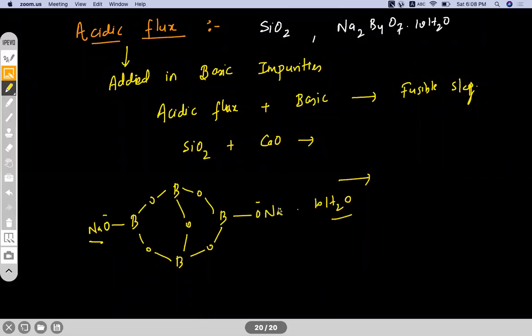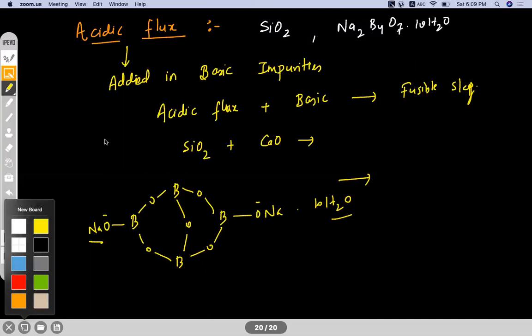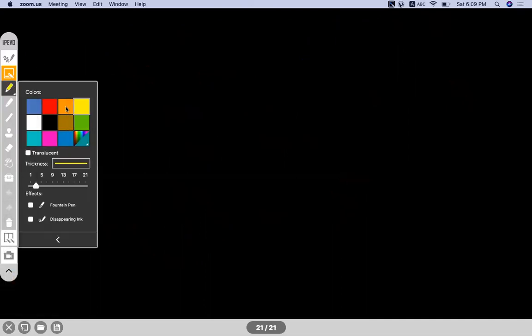Okay, so we have acidic flux, and the second flux we have is basic flux. Write down the two types of flux we use. The last one is the basic flux, just the opposite. So we'll add it to the acidic impurities which are present.